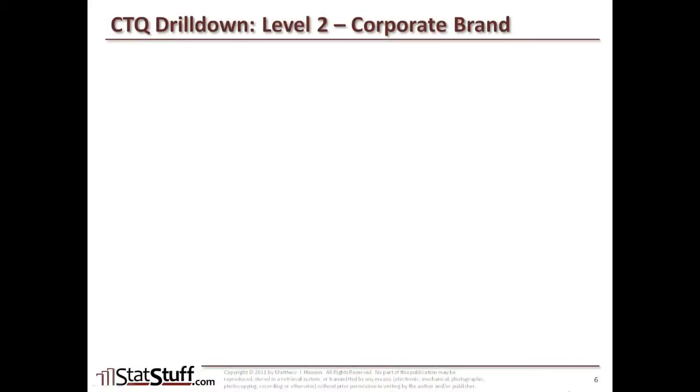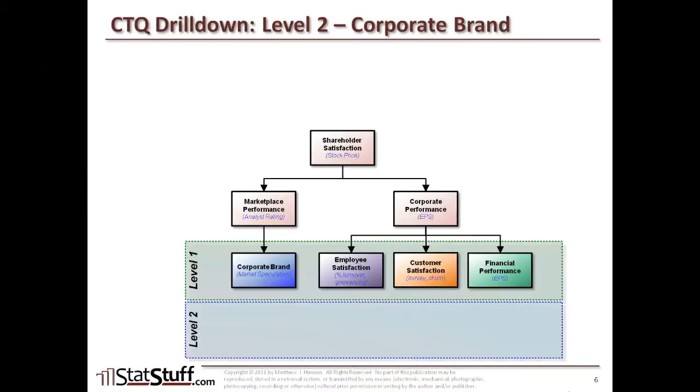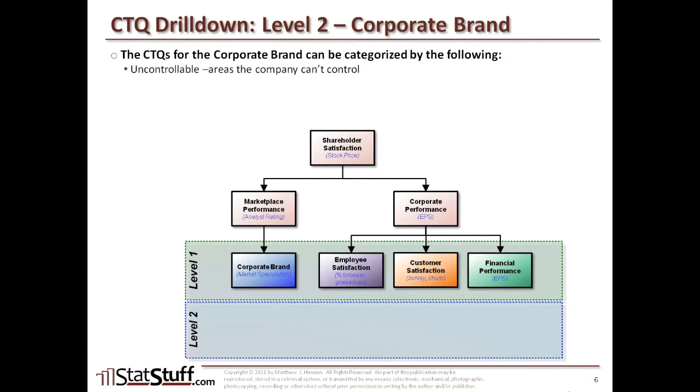Now let's dig a little bit deeper by exploring the level 2 CTQs for each of those level 1 CTQs. We'll begin our drill down of the level 2 CTQs by first looking at the corporate brand perspective. So what are the CTQs related to corporate brand? One of the examples I think would be things that are uncontrollable. Again, these are areas that the company cannot control or has no influence on.